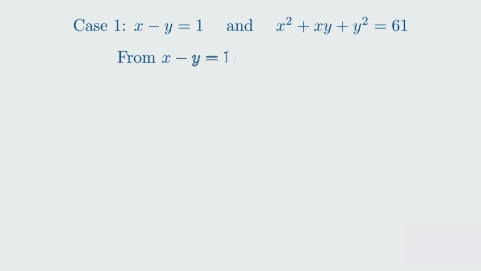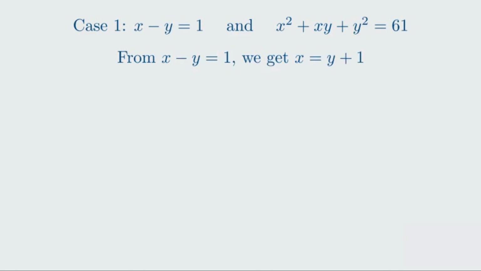Let's start with the first one. Case 1: x minus y equals 1, and x squared plus xy plus y squared equals 61. From the first equation, we can express x in terms of y. Adding y to both sides gives us x equals y plus 1. Now we will substitute this expression for x into our second equation.